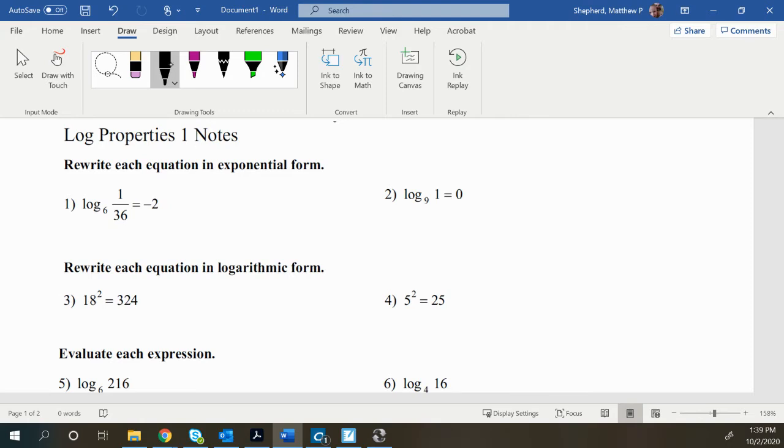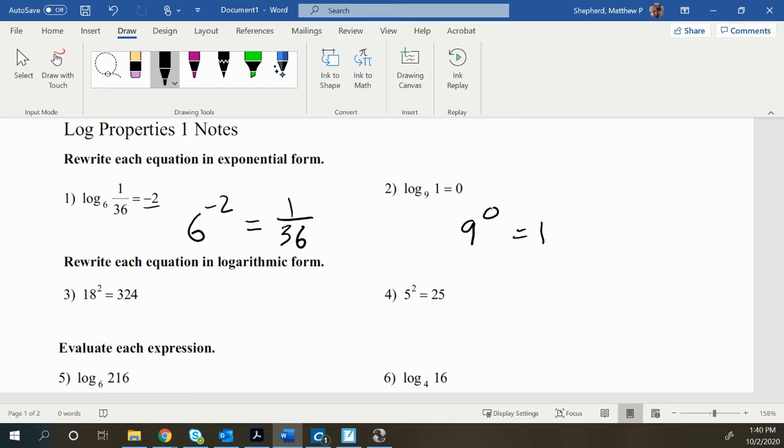So first, we've got our logs. We're going to rewrite it with an exponent of base of 36. The exponent was equal to a -2, and 6 to the power of -2 is equal to 1 over 36. Okay, this log has a base of 9, and the log is asking, what is the power? So log, what is the power of 9? That will equal a 1. Well, 9 to the power of 0 is what equals 1.